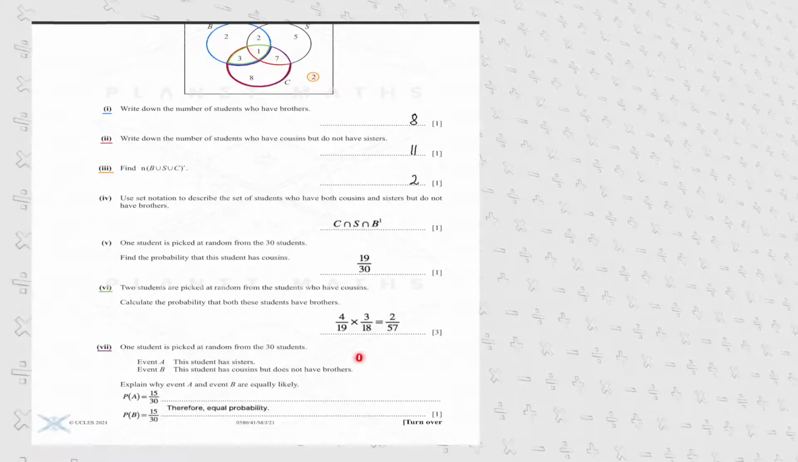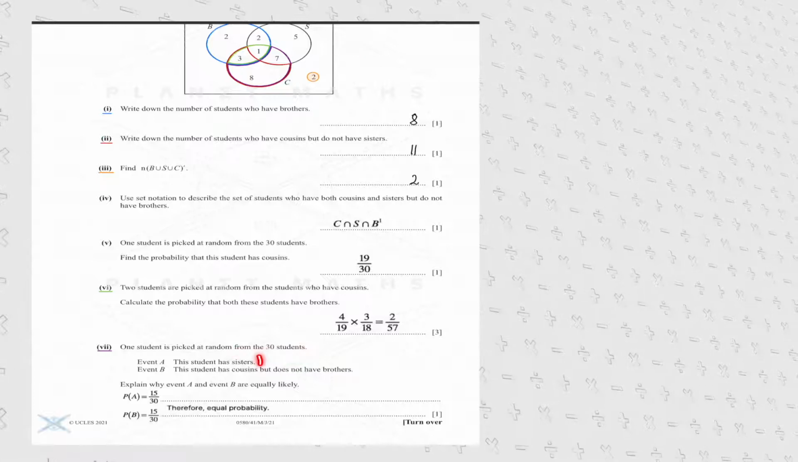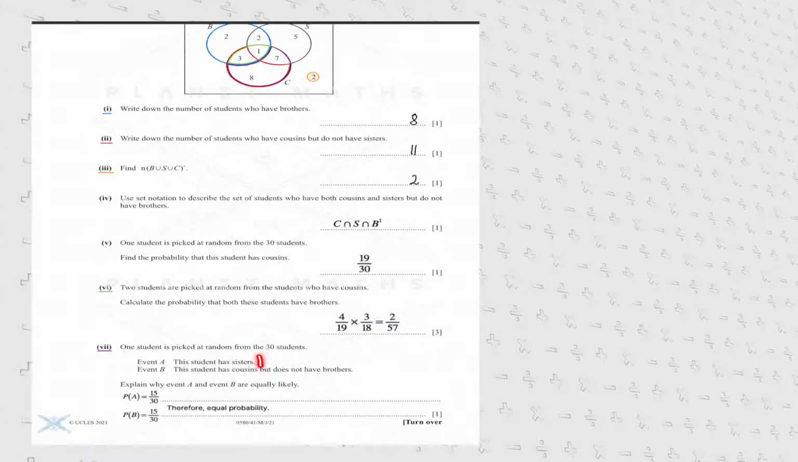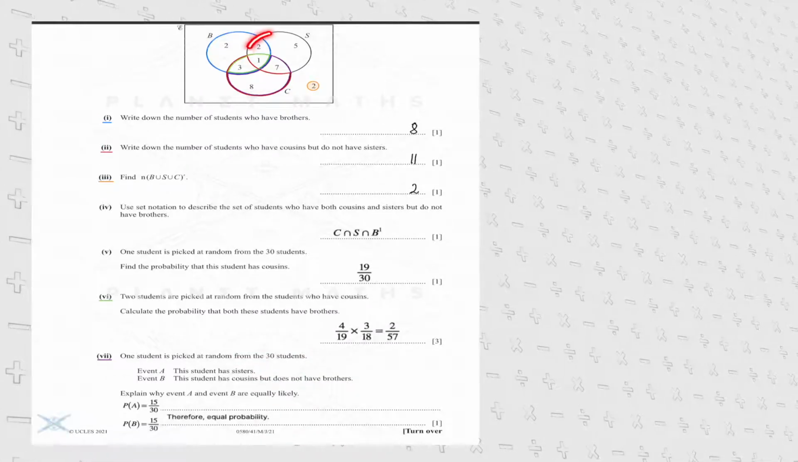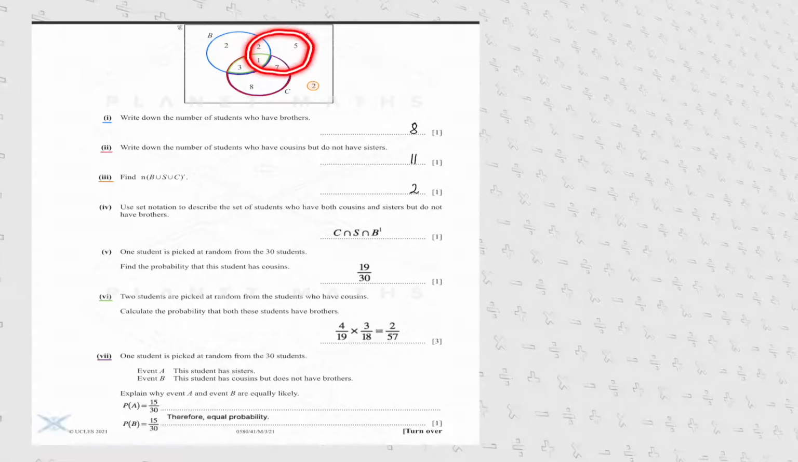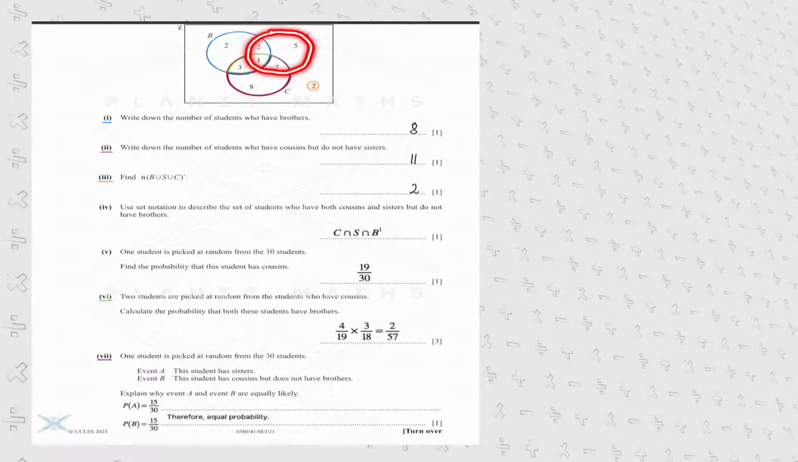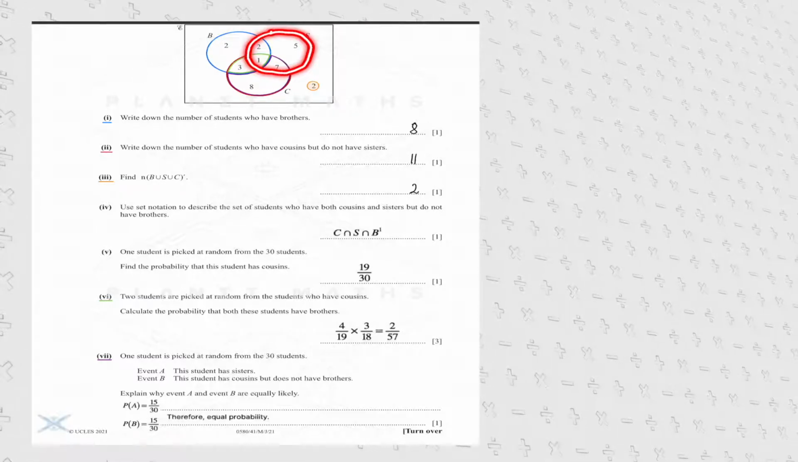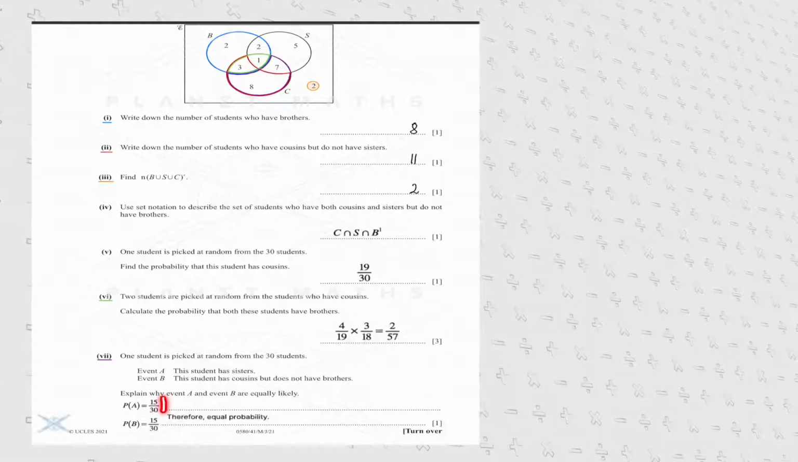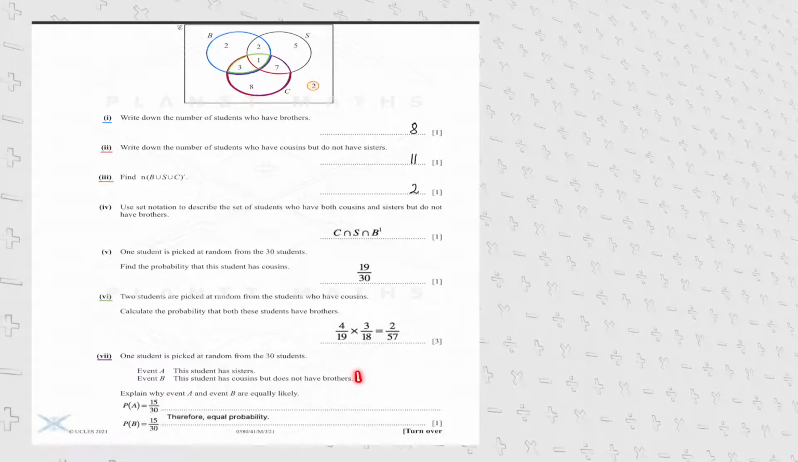First of all, for both events, we are picking out of the entire pool of 30 students provided. And in the first case, for a student to have sisters, we take a look at the representation of the set of sisters in the Venn diagram and add up all of the numbers. So here it's 7 plus 5, which is 12, plus 2, 14, plus 1, 15. Therefore, the likelihood for event A to occur is 15 over 30. As for B, that's stated that this student has cousins but does not have brothers.